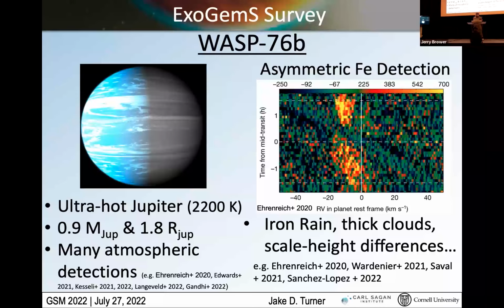And so the first original thought was there was iron rain, but there were many theoretical studies showing thick clouds in different parts of the terminator, scale height differences, et cetera, all pointing to basically a 2D, a 3D picture of the planet. So we're now getting into more of a regime of looking at these 2D effects.